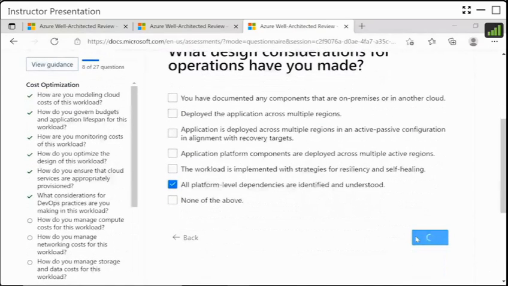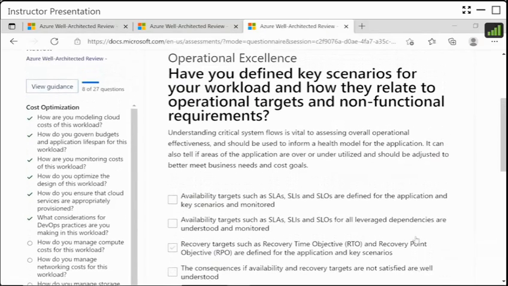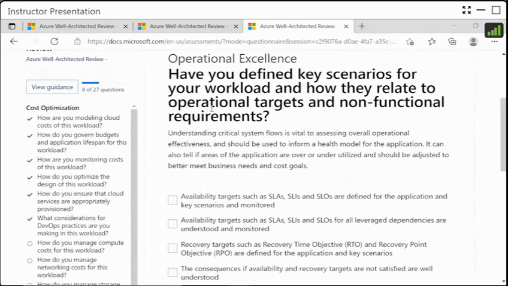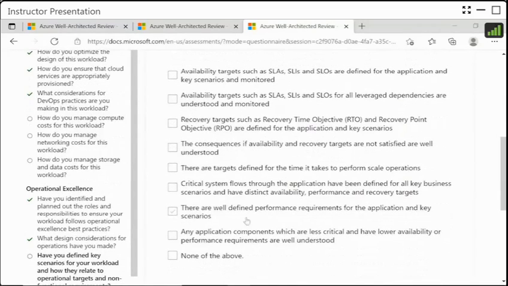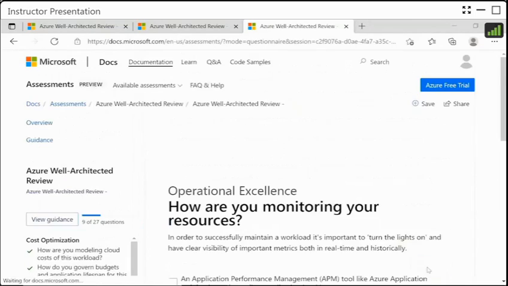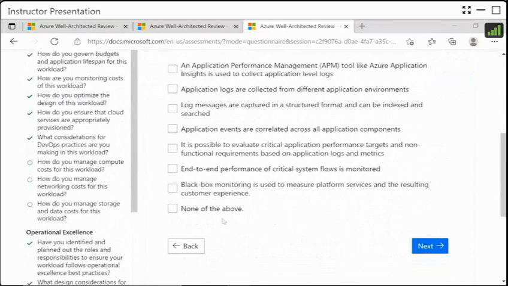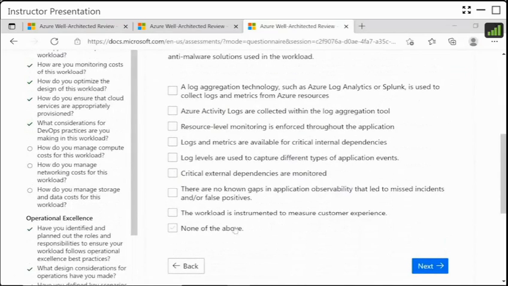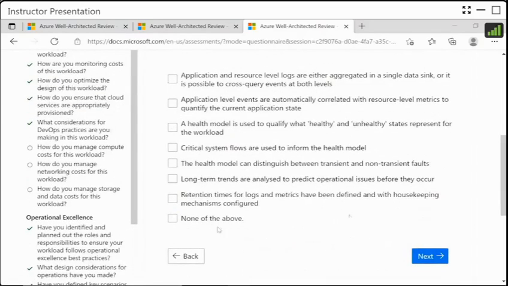We'll click next. And by me clicking next on these other questions here, have you defined key scenarios for your workload and how they relate to operational targets and non-functional requirements? By me not selecting any of these options here, I'm saying I haven't done any of these, right? So I can do none of the above. And I'll do the same here, none of the above. None of the above. And you can see over here, it's going down each one of these questions. And it's going to take this data and make a recommendation or recommendations.